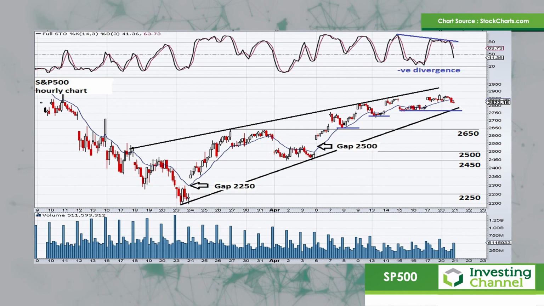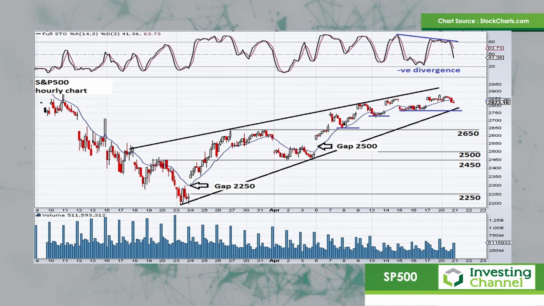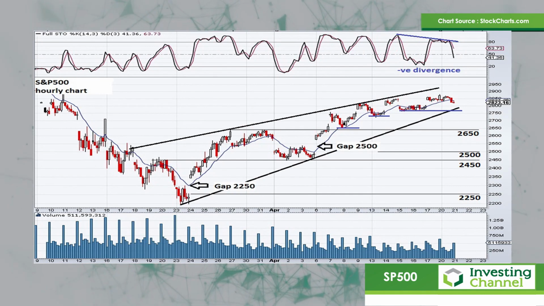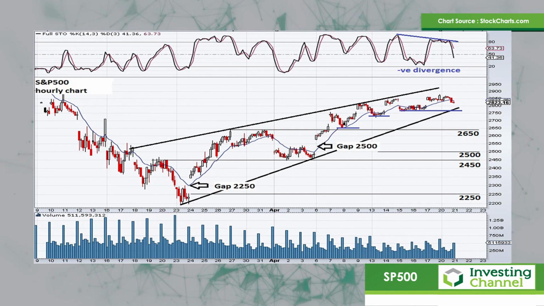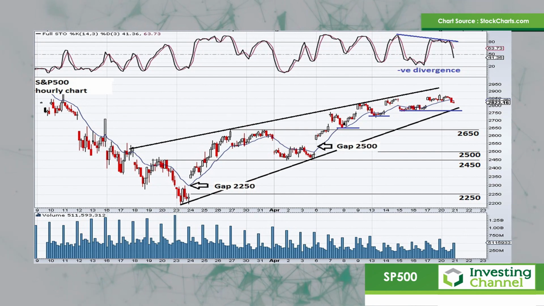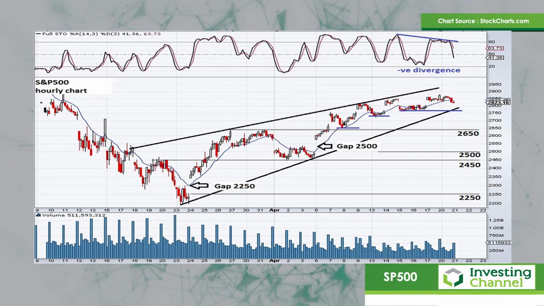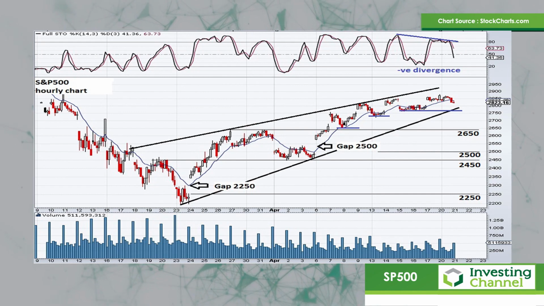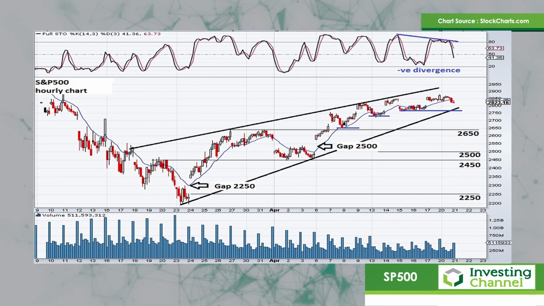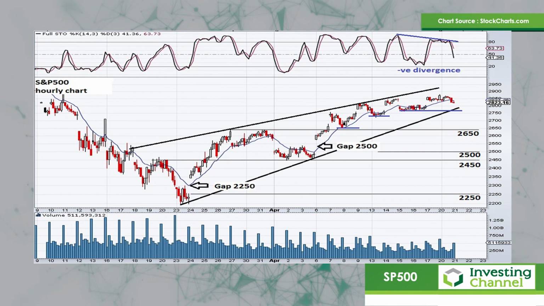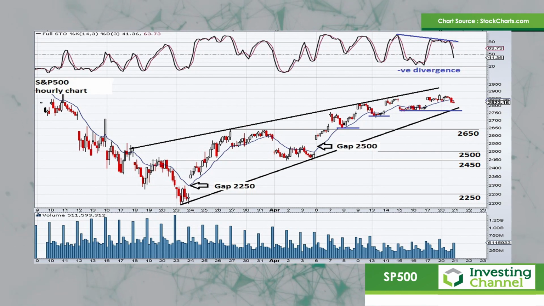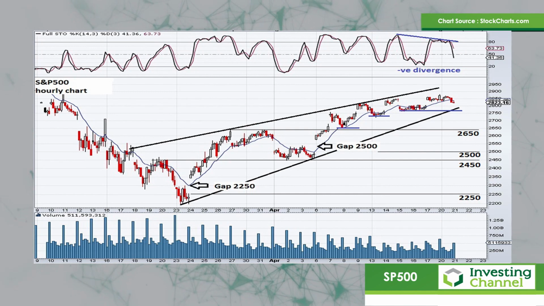My final chart today is again an hourly chart of the S&P 500. What's evident here again is the negative divergence on the stochastic oscillator at the top. And again, in the chart itself, you can see the rising wedge pattern that I've alluded to previously. What's critical here is that the market looks as if it's now starting to break down below the 15-period exponential moving average on that hourly chart.